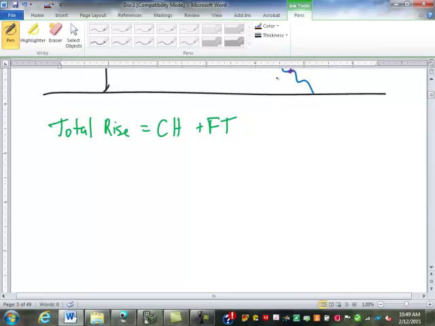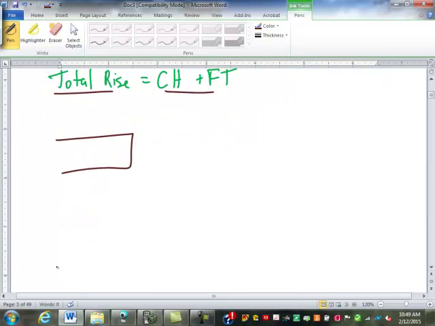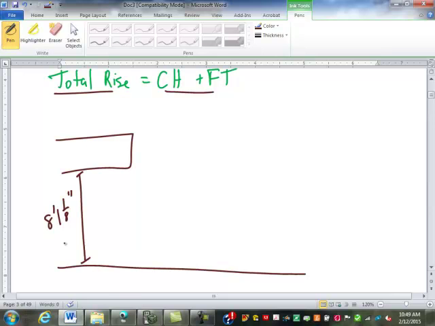So, first thing we need to find in any of these is the total rise. So, let's say that we have a stairway where the ceiling height is 8 foot 1 1/8. Why do I go 8 foot 1 1/8? Anybody? Well, 8 foot 1 1/8 ceiling height is standard.